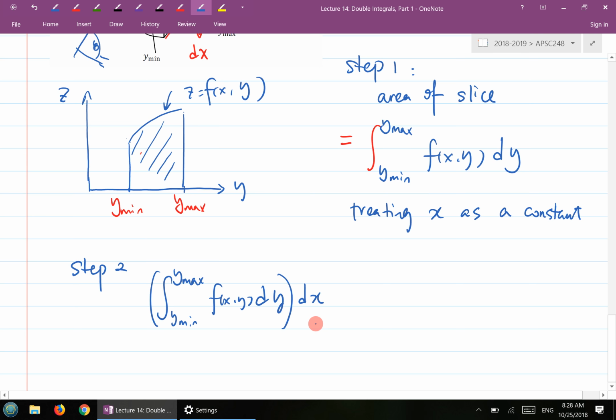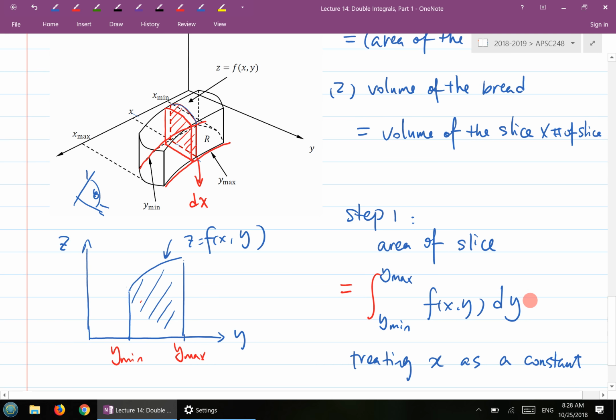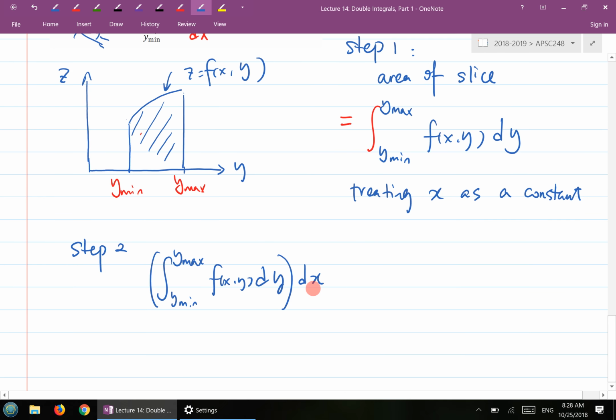Good. And the last step is to get the volume of the bread. Then the volume of the bread is to add all the slices up. So summation is a concept of integration. Then over here, I'll skip step number 3. It's basically you add another integration sign, or it's a summation. Summing what? Summing all the volumes of the slices. So that's your integration for the x variable at here.